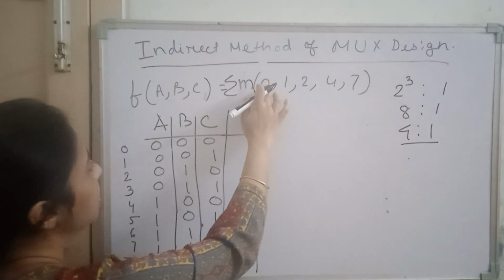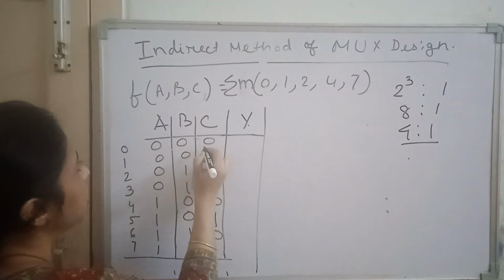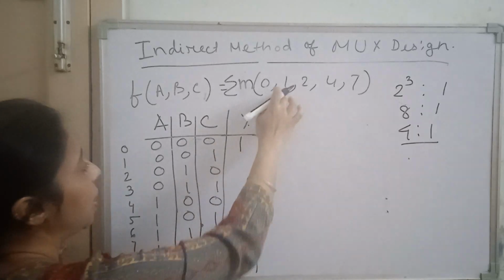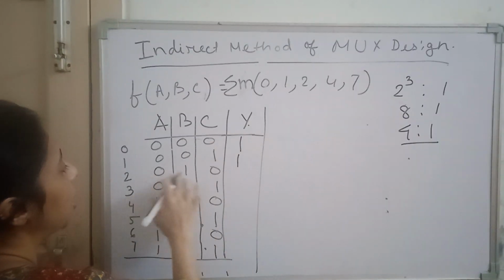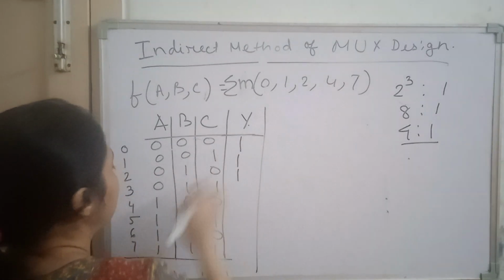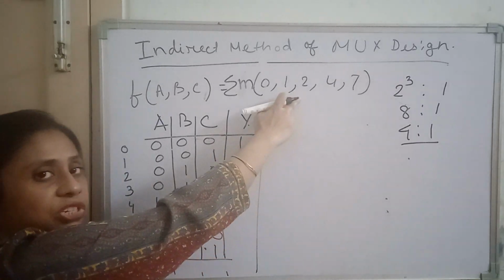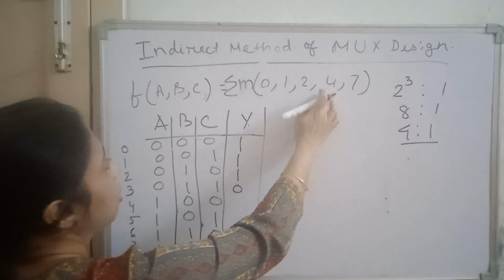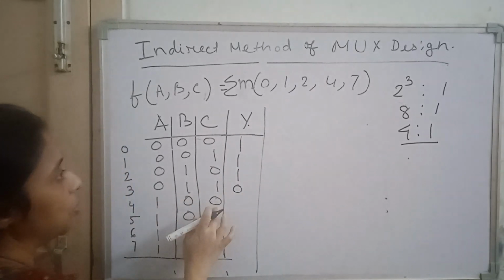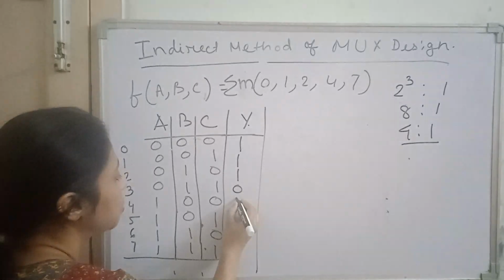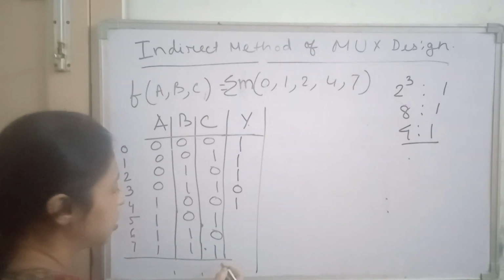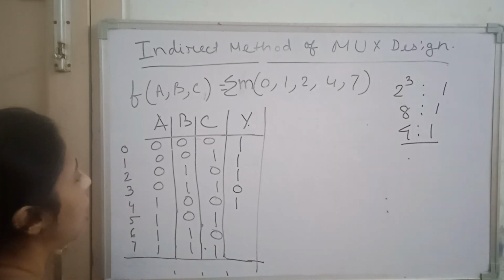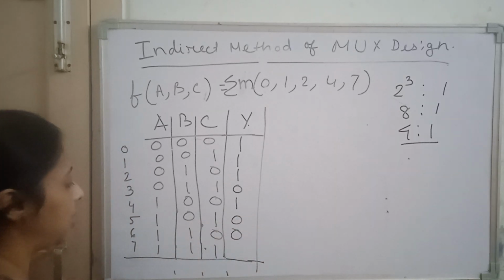So, 0 is mentioned over here. So, for 0, 0, 0, the output is 1. 1 is mentioned. So, 0, 0, 1, the output is 1. 2, 0, 1, 0, the output is 1. Now, see, 0, 1, 1 is 3. 3 is not mentioned over there. So, output should be 0. 4 means 1, 0, 0. 4 is mentioned. So, output is 1. Then see, 5 is not mentioned in this expression. 6 is also not mentioned in this expression. So, for 5 and 6, the output should be 0, 0. Right?